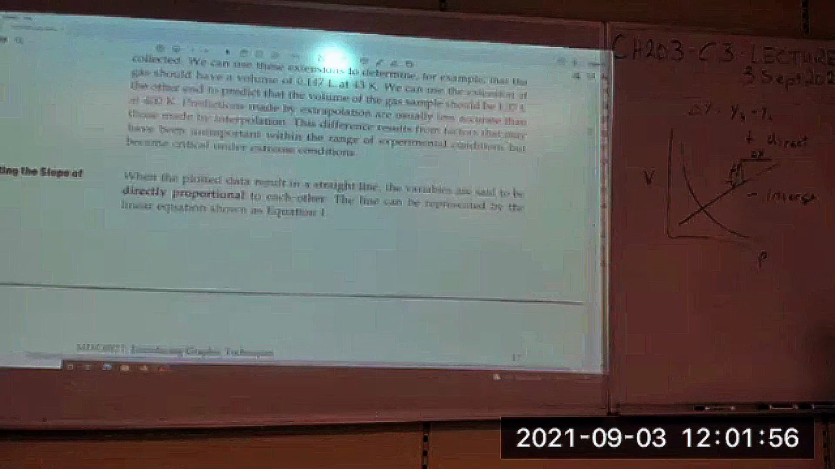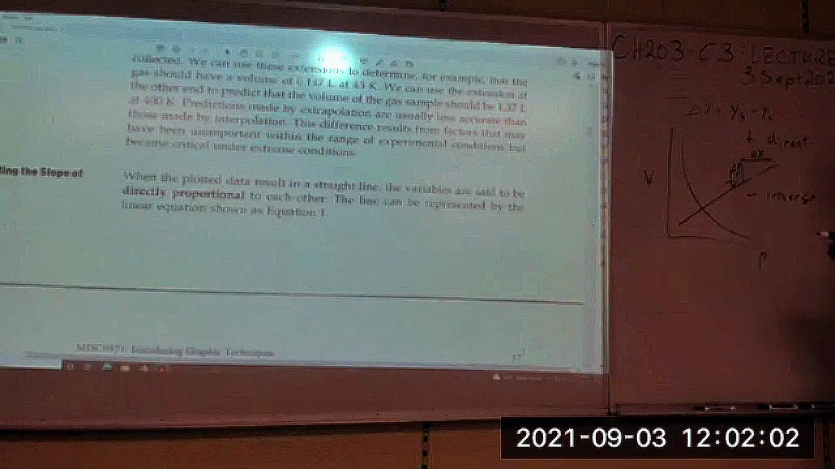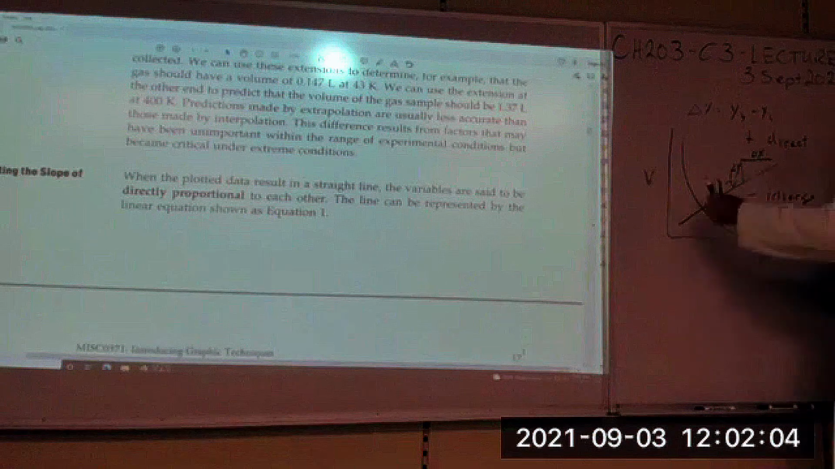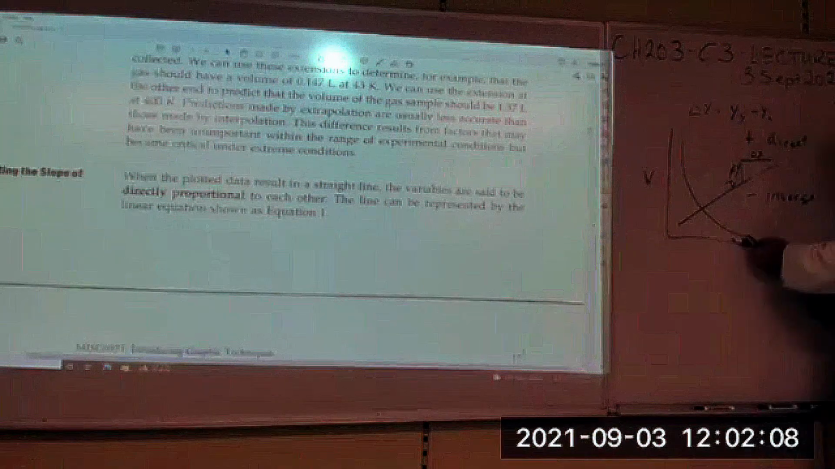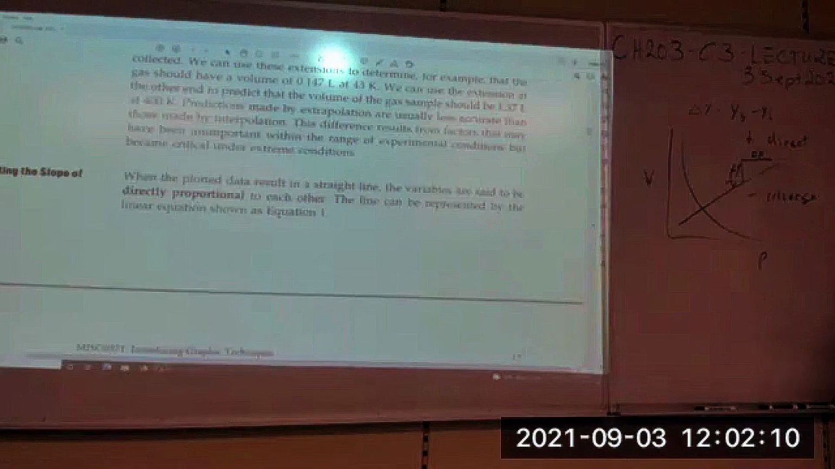All right. What else? Oh, curves. How do you do the slope of a curve? Okay. It changes, right? Well, the slope here is like that. The slope here is like that. The slope here is like that. Constantly changing. That's why we like straight lines.